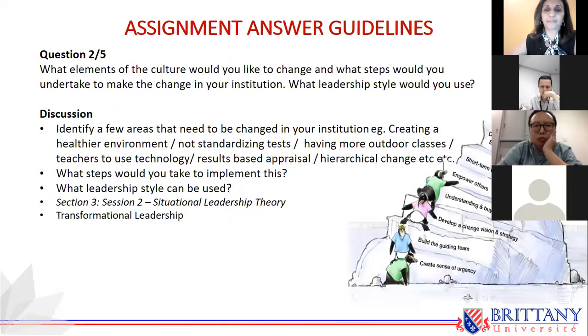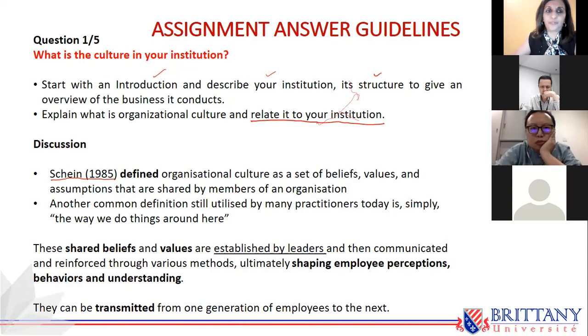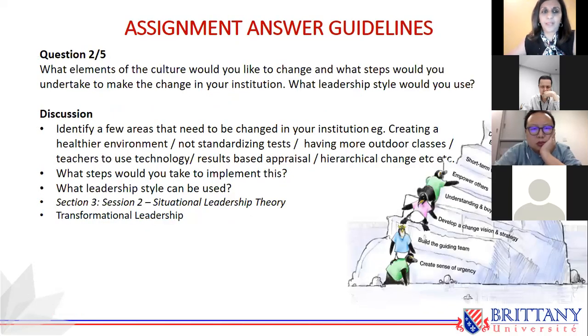Okay, next part. So this is one of five. Do you see this? One of five, the first of the five questions. So it's about 800 words that you can put everything in. Second question. What elements of culture would you like to change? And what steps would you undertake to make the change in your institution? And what leadership style would you use?